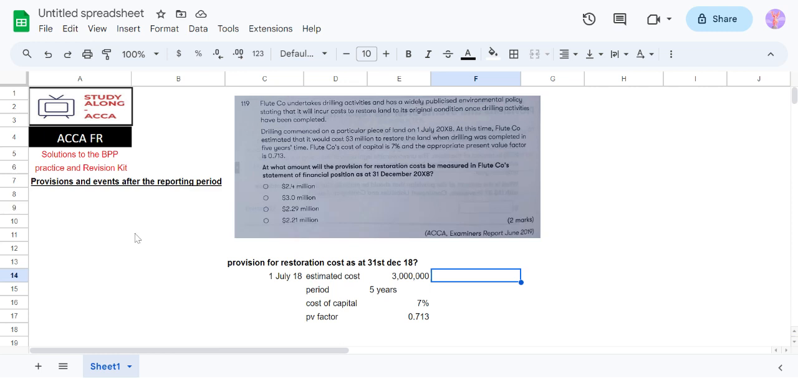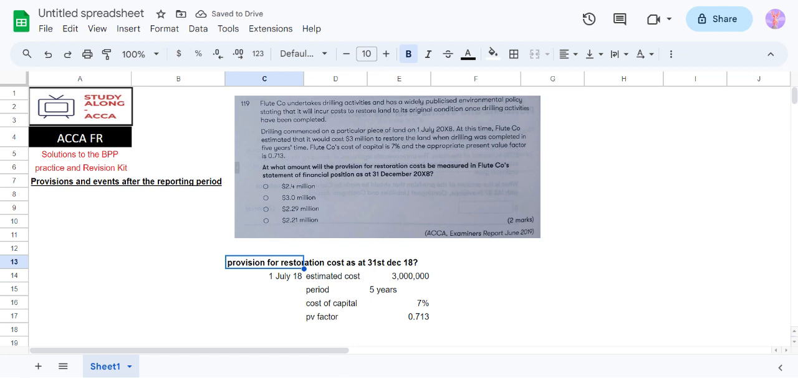To provisions and events after the reporting period. Let's see what is the ask of this question. It is saying, at what amount will the provision for restoration cost be measured? So it is asking for the amount of provision for restoration cost as at 31st December 18. So this is the ask of this question.